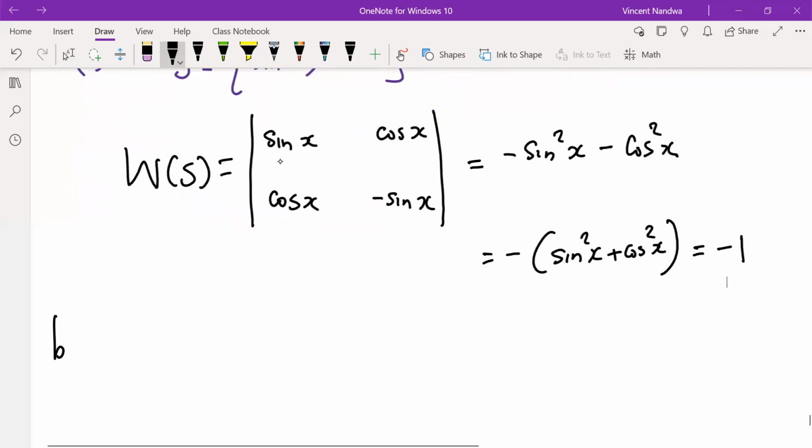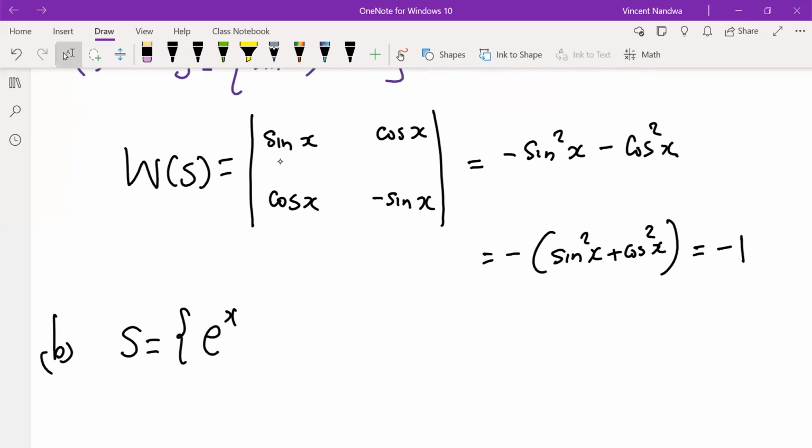B, the set is e raised to the power x, x e raised to the power x.